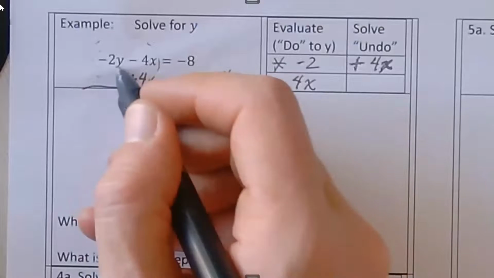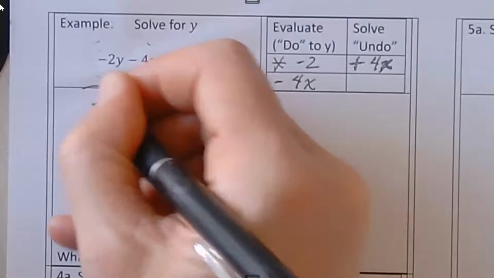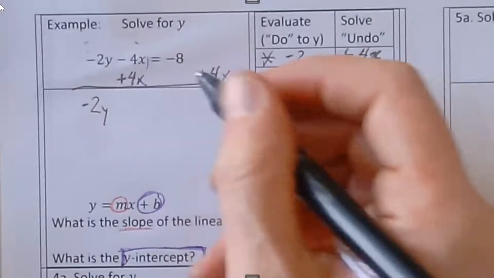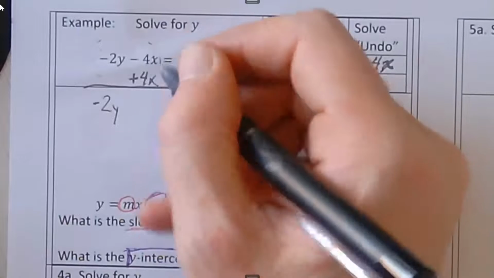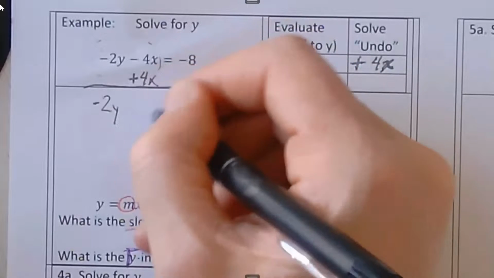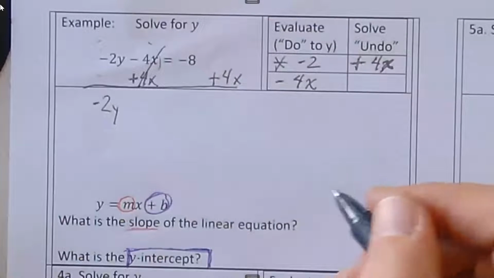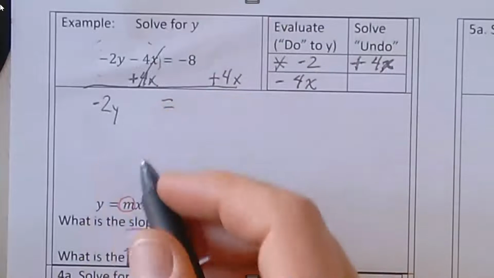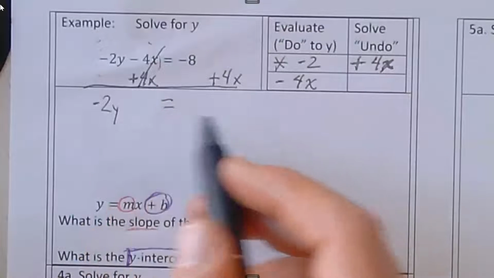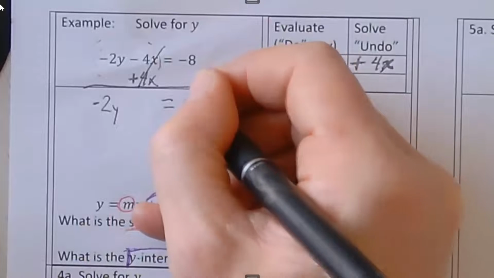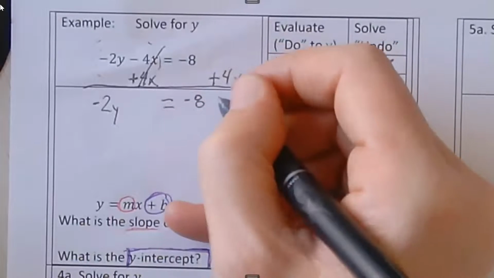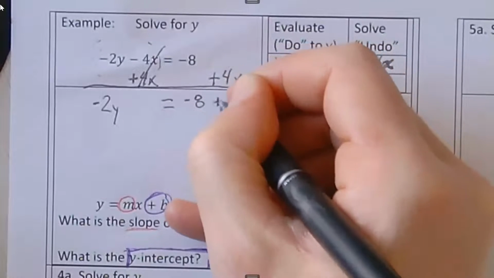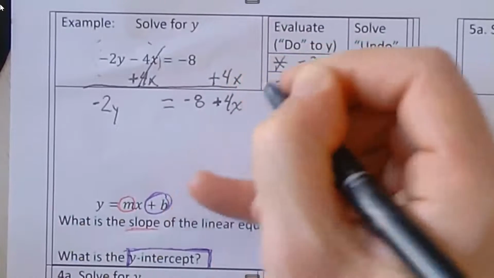So now -2y is still there. -4x plus 4x is 0. So we can think of that as being canceled. We don't have anything there. -2y is all that's left on the left-hand side. On the right-hand side, we still have -8 here. And now we just added something else. We added 4x. Like that.